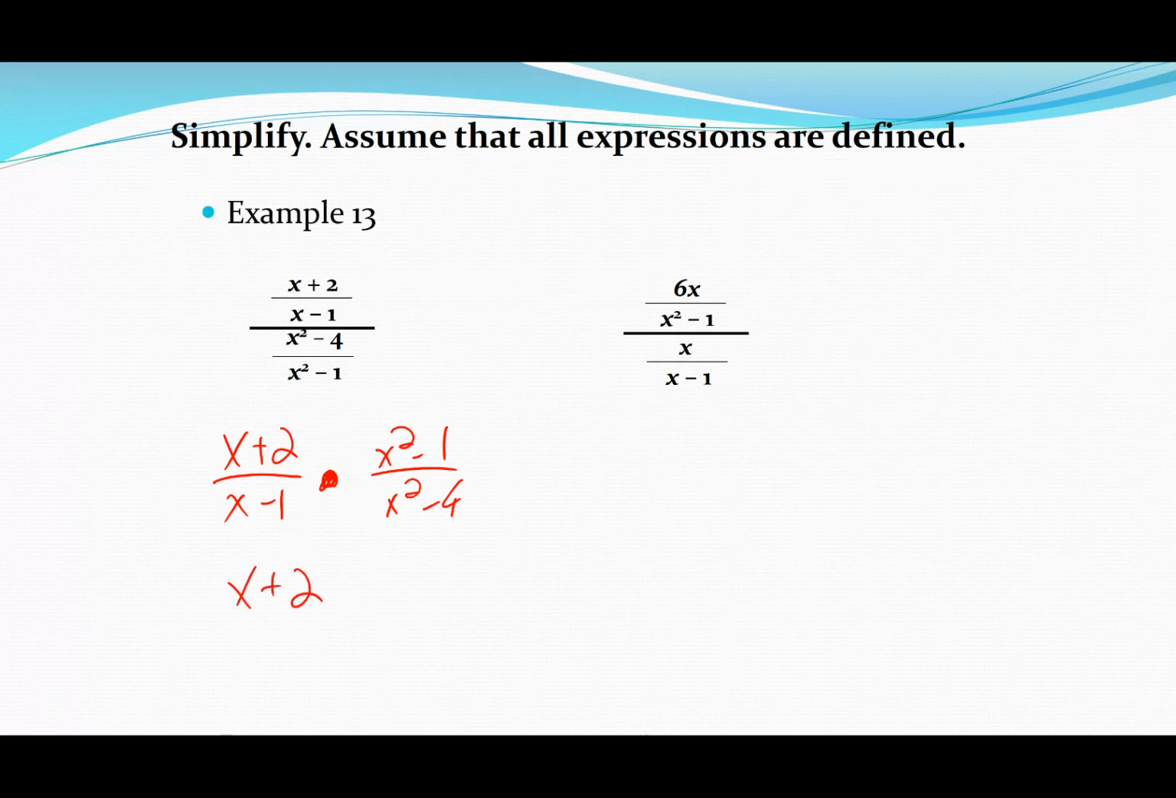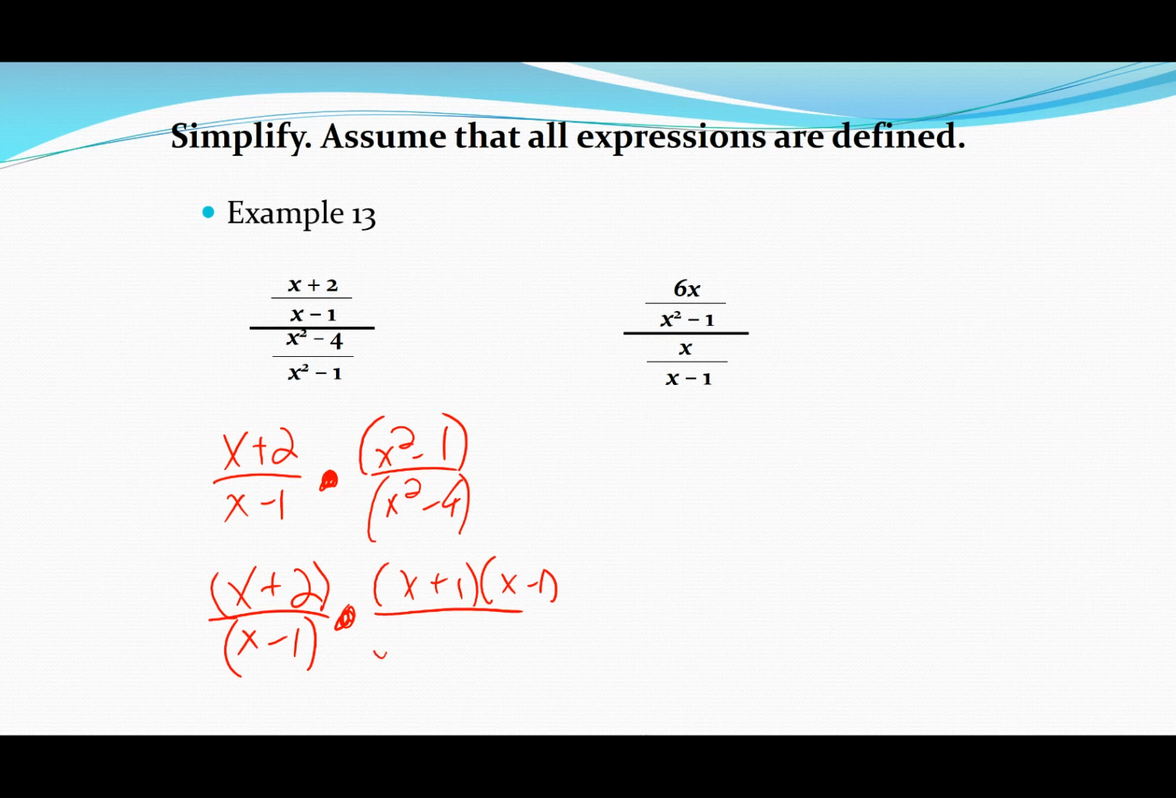So we have x plus 2 over x minus 1. Nothing there is factorable, but the right side is. So x squared minus 1 is a difference of squares. That factors into x plus 1 and x minus 1. And the bottom, also a difference of squares, factors into x plus 2 and x minus 2. So everything's factored. Let's see if I can cancel. I can cancel this x plus 2 with this x plus 2, and this x minus 1 with this x minus 1.